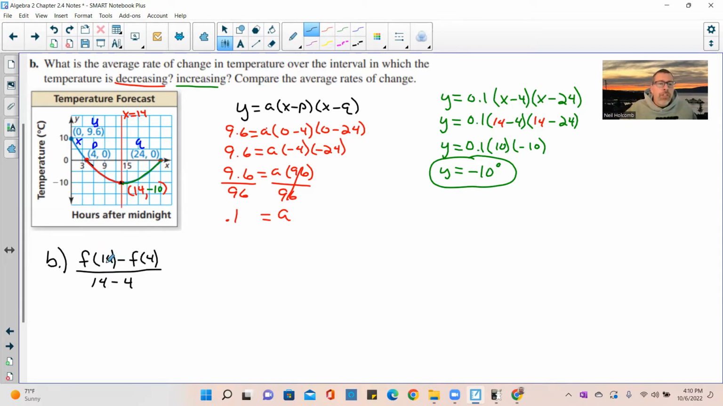So f of 14 just means what is y when x is 14? Well, when x is 14, y was negative 10. And what was y when x was 4? Right here, when x was 4, y is 0. So it's negative 10 minus 0 over 14 minus 4, which is 10. Negative 10 minus 0 is negative 10. Negative 10 divided by 10 is negative 1. So that is not right.